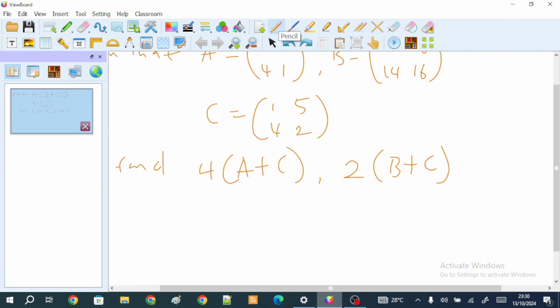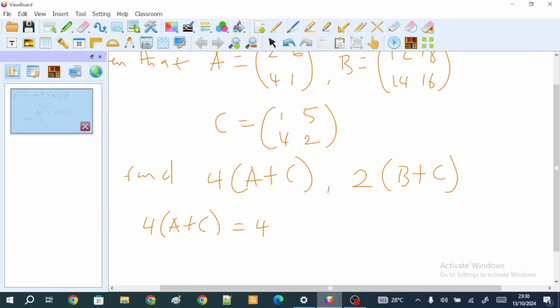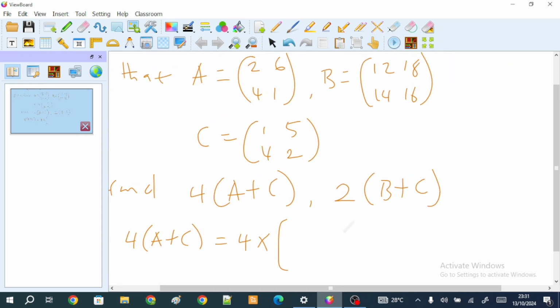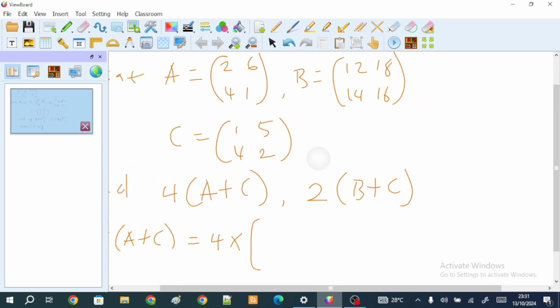what we're going to have is 4A plus C will be, we'll have 4, and we're going to multiply this 4 by whatever we get from adding A and C together. So in this case, our matrix A is 2, 6, 4, 1, plus our matrix C, which is 1, 5, 4, 2. Okay, so this is our matrix.